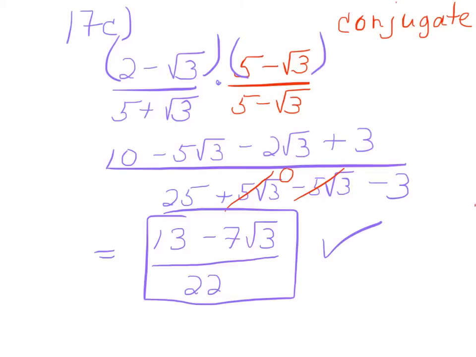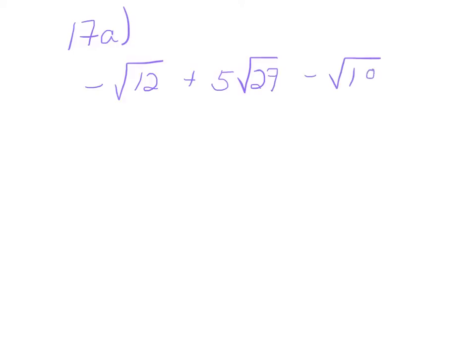All right, and then let's look at 17a, simplifying radicals. This will come in really handy in geometry. So you're given negative square root of 12 plus 5 square root of 27 minus the square root of 18. And so we need to simplify each of these.